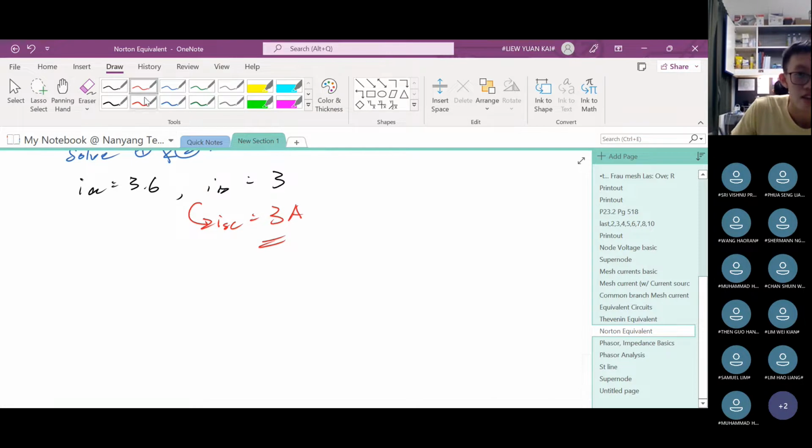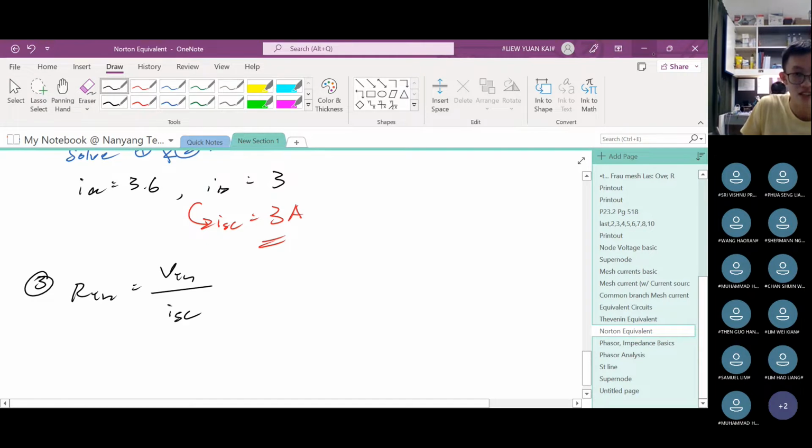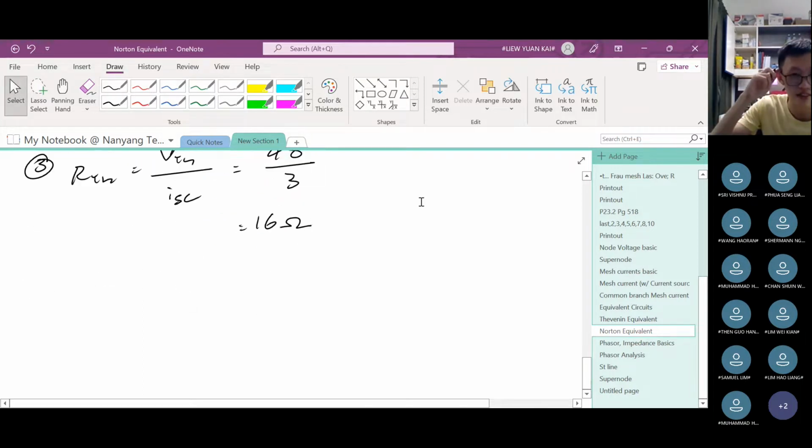So final step. Quickly, tell me what's the final step in the chat. Final step is, let me look at the chat. R Thevenin, right? So R Thevenin, you just take the answers from the first two steps. So R Thevenin equals to V Thevenin divided by short circuit current, which is equals to, so our Thevenin resistance is 48 divided by 3. This should give us 16 ohms. So this is our Thevenin equivalent resistance.